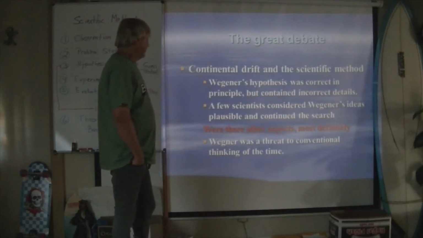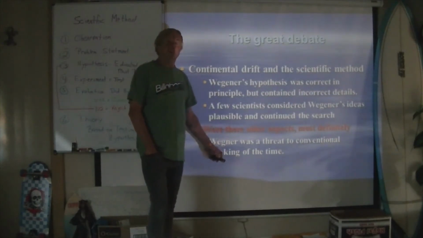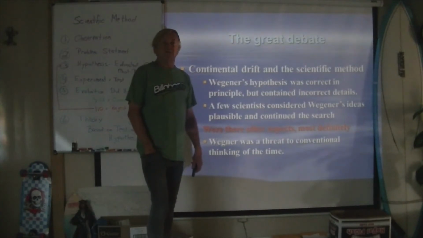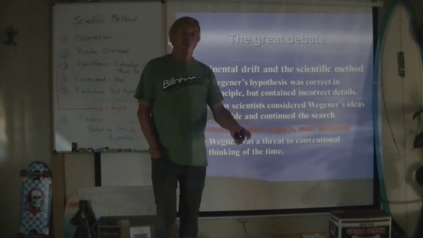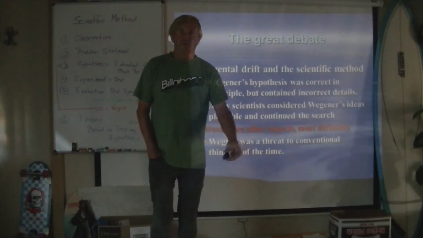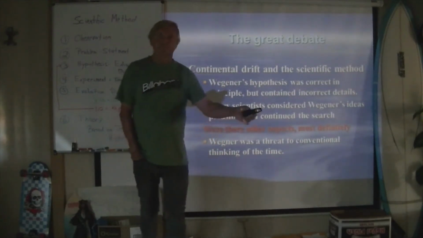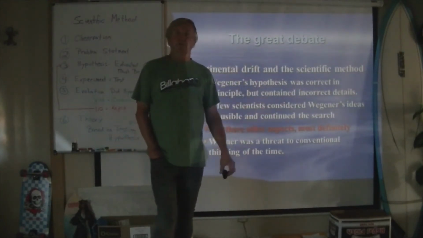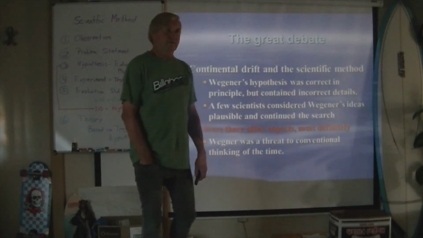Were there other aspects? Definitely, Wegener. He was a threat to conventional science thinking at the time. Because everything that those scientists were saying back in 1915, they were wrong. They told the United States Navy that the deepest part of the Atlantic Ocean was in the center. When the United States Navy built submarines and launched them, those submarines crashed into the mountain range in the middle of the Atlantic Ocean that wasn't supposed to be there. So the scientists were wrong.